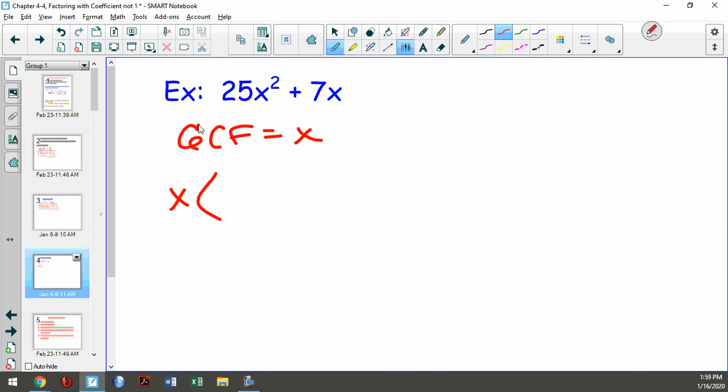What is 25x squared divided by x? 25x. And what is 7x divided by x? Just 7. Okay, you're pulling an x out of the x squared, so what remains is only one x on the inside. Does everybody understand that? Yes.